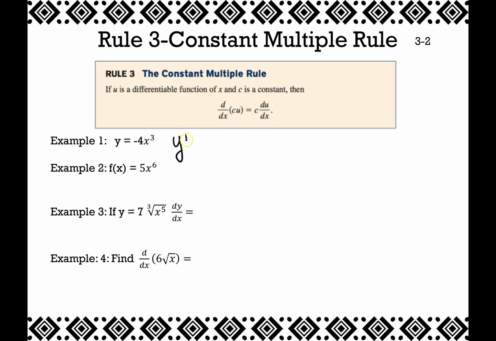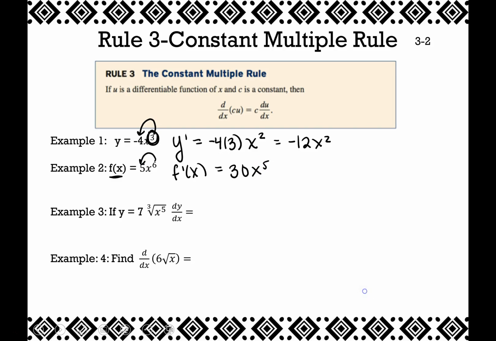So here I got y prime, bring the 3 here, and now I have to do a -4 times 3, and that's going to be x to the, I've got to subtract 1 from here, that becomes a 2. So this is equal to -12x squared. Okay, this next one, f prime of x, I chose that because this is f of x. This is going to be a 30, because 6 times 5 is 30, and then x to the 5th.